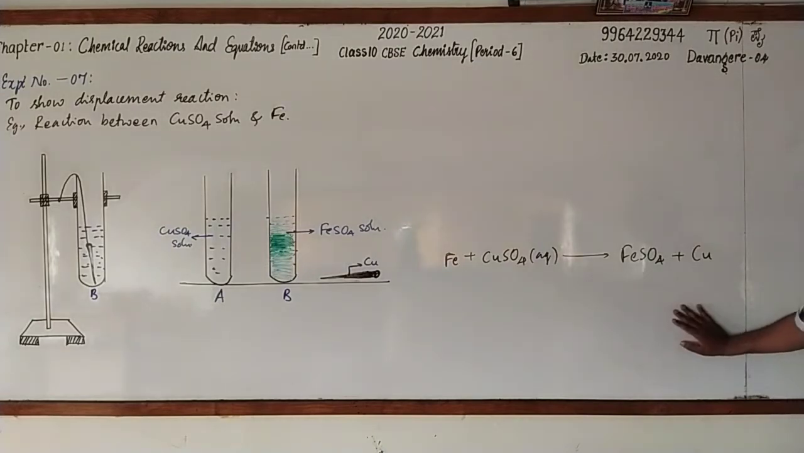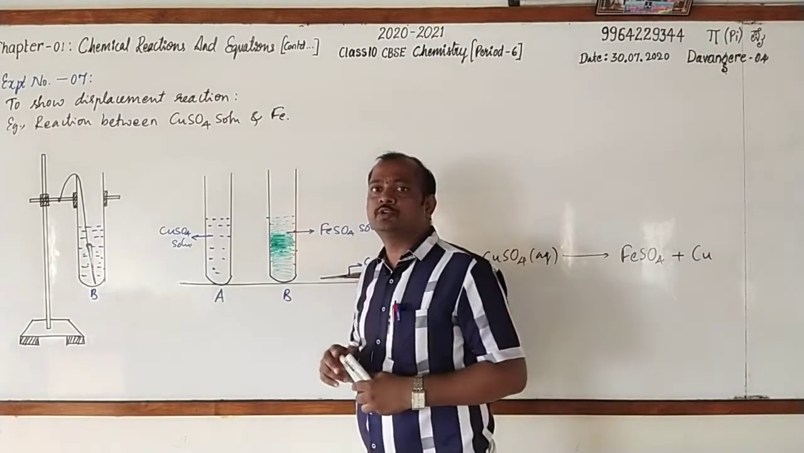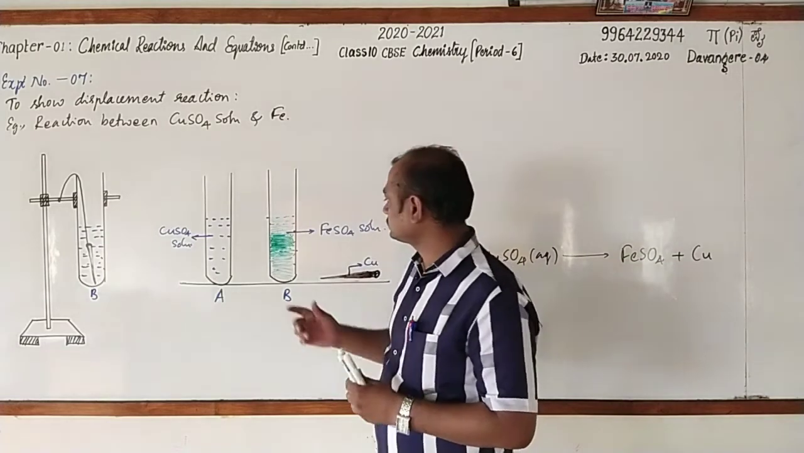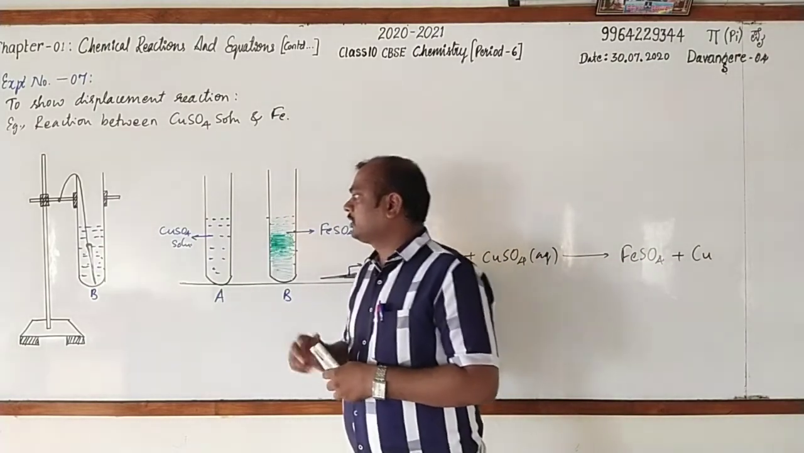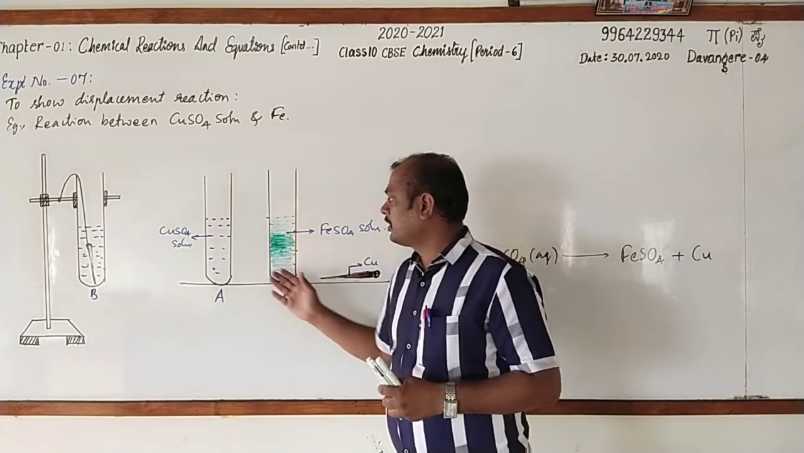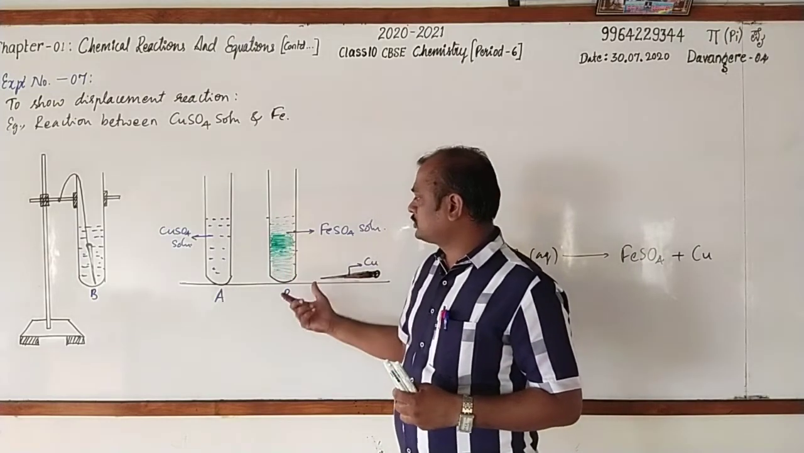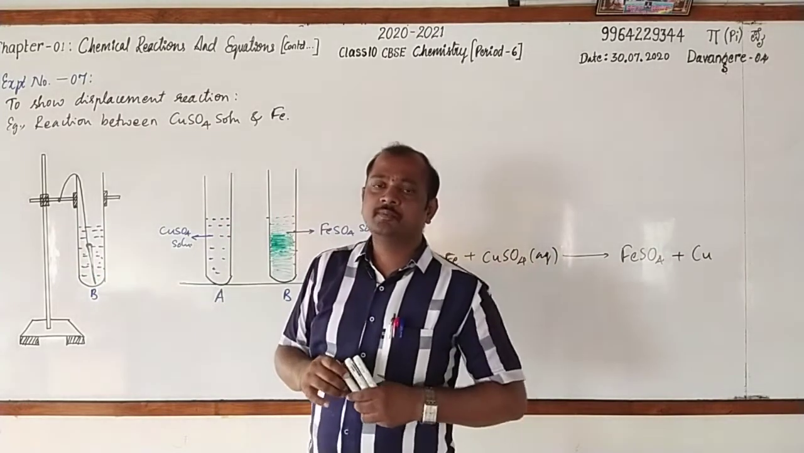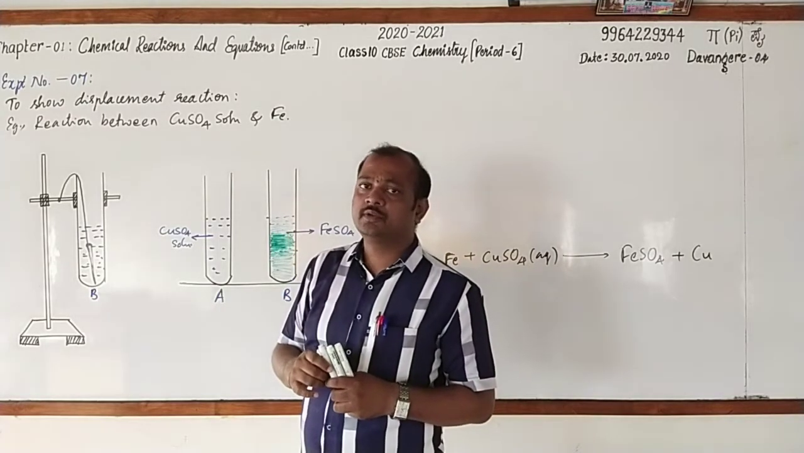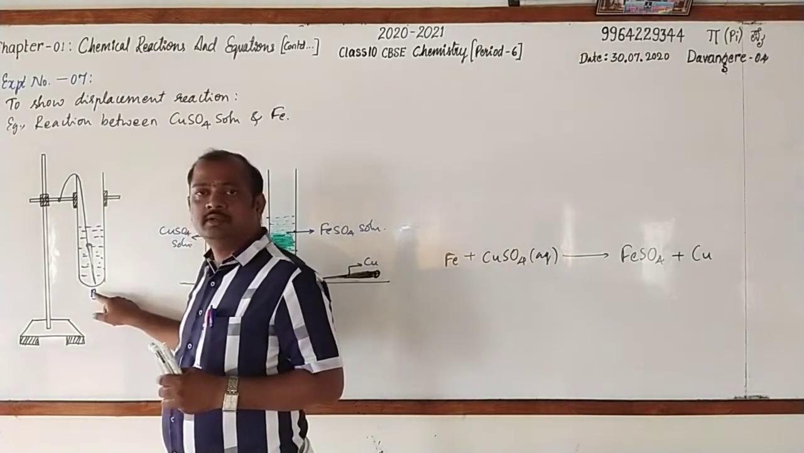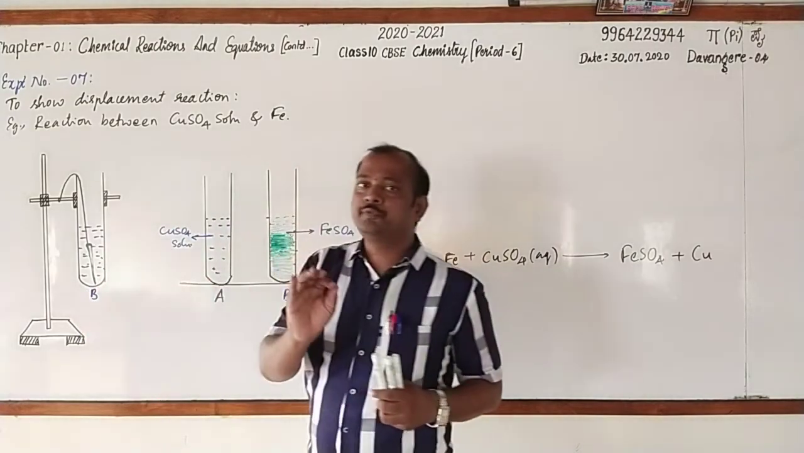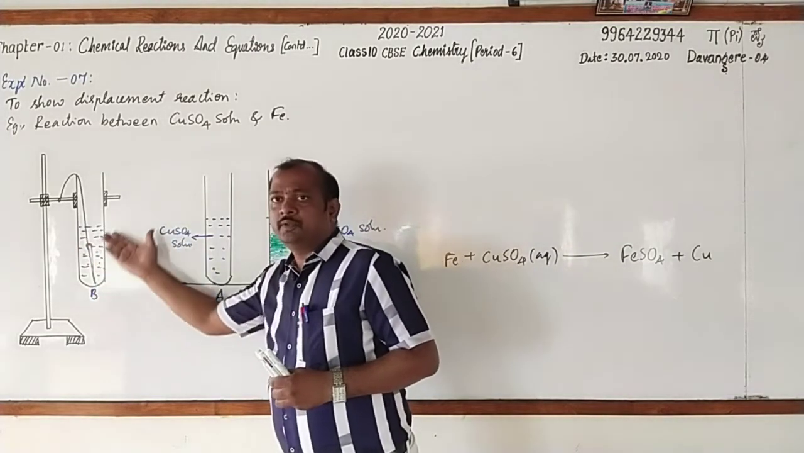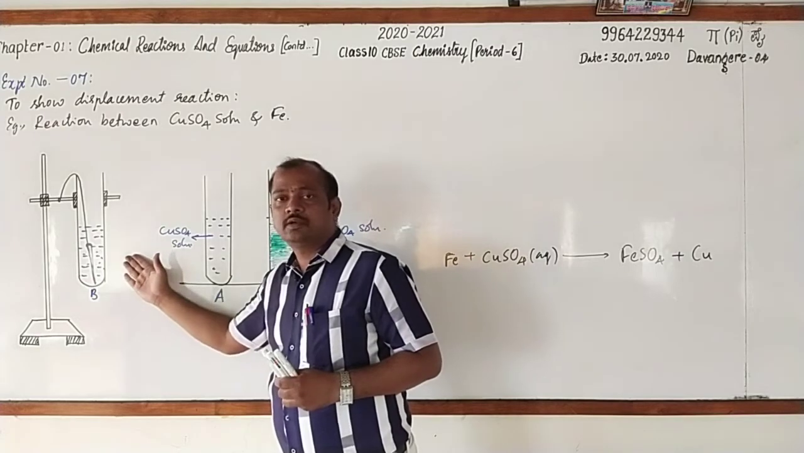Did you understand? The procedure is very simple. Now I am going to write it. Before that, let me tell you once: take two test tubes and prepare copper sulfate solution, and fix the test tube B to the iron stand. Next, take an iron nail and tie it with a thread. Then immerse it into the test tube and leave it for about 15 to 20 minutes. Then observe the solution present in the test tube.